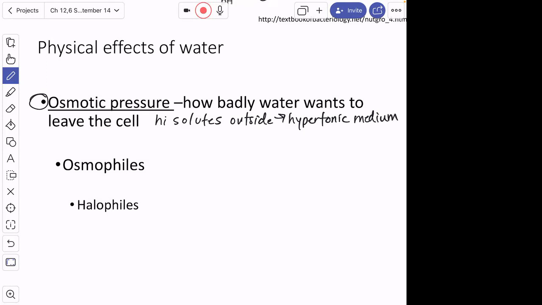Because if a cell is in a really hypotonic medium, then that means water is going to be rushing into the cell. But for most bacteria cells, that's no big deal because they have this intact cell wall that's going to keep them from bursting. So if you're talking about osmotic pressure, usually we mean the pressure, or how badly water wants to leave the cell is the way that we're talking about movement there.